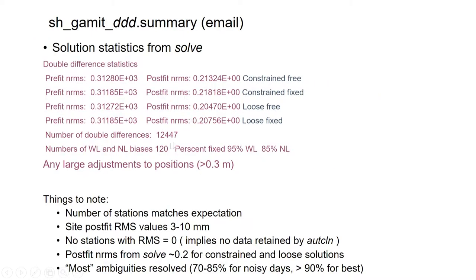And after the processing, we get this loosely constrained solution. Here you can see it is having 10 to the power 3 in the pre-fit. This is the error actually. After running this double difference and post processing, you can see this 10 to the power 3 has gone. Now the data is in post-fit, and it is having sub-decimeter range error. You can see this constrained free and constrained fix, this is loose free and loose fix. So these are the four different pre-fit and post-fit we get after the GAMIT processing.